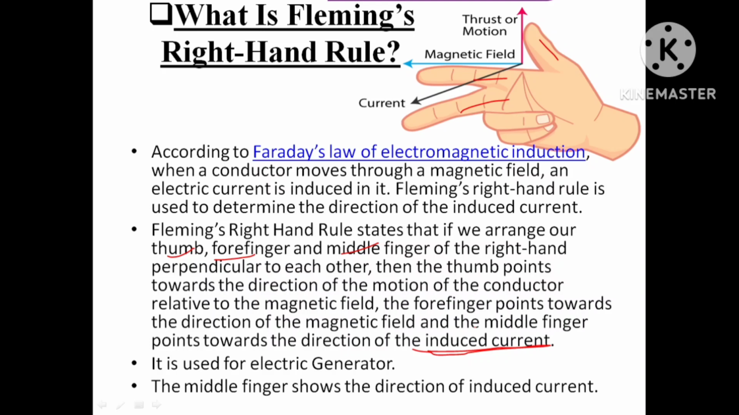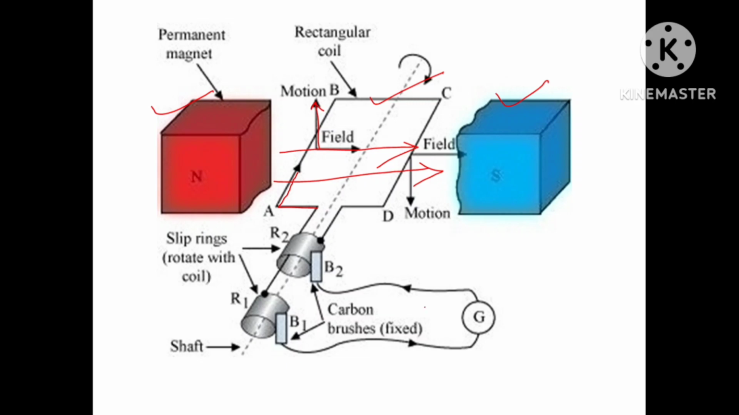Okay, so if you apply Fleming's right hand rule on this particular picture, the field is in this direction, so our forefinger will be in this direction, and the motion of this conductor is upward, so our thumb will be in the upward direction. So where does our middle finger point? The middle finger points in this direction, so the current will flow in this conductor from A to B, B to C, C to D and D to this brush. So by using Fleming's right hand rule, we got to know the direction of the induced current in this particular setup.